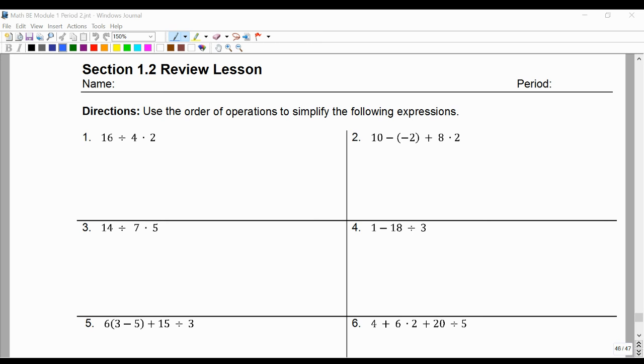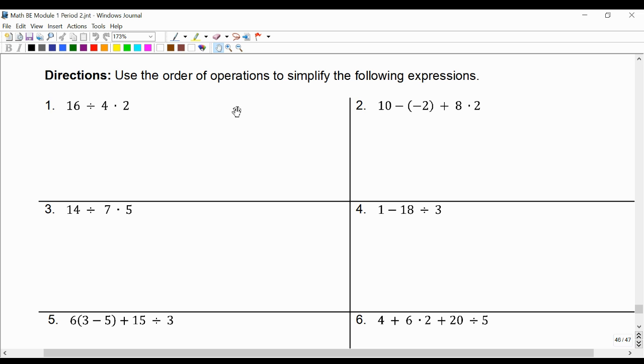Number 1 says use order of operations to simplify the following expressions. So we're going to follow PEMDAS. Parentheses, there aren't any here. Exponents, there aren't. Multiply and divide. The trick to this, though, is we're going from left to right.